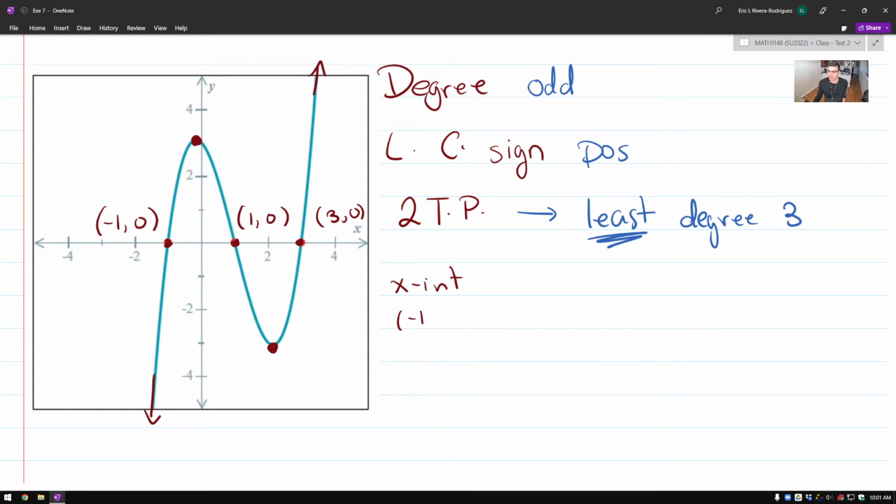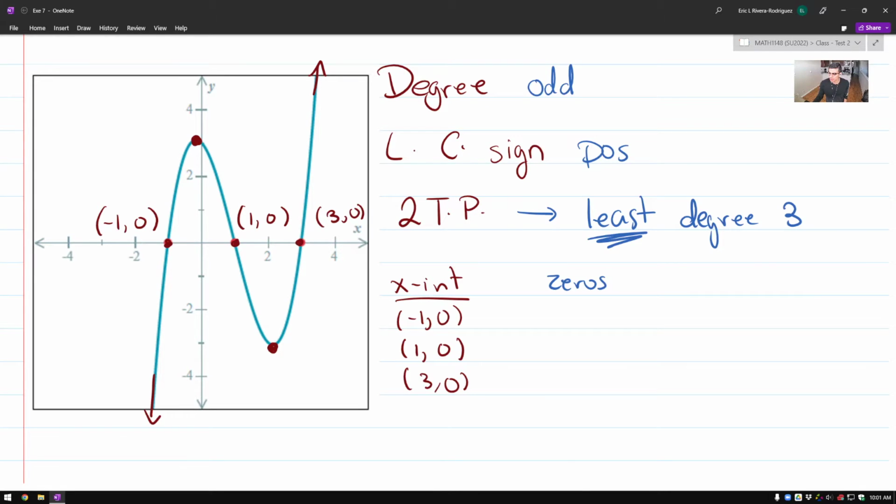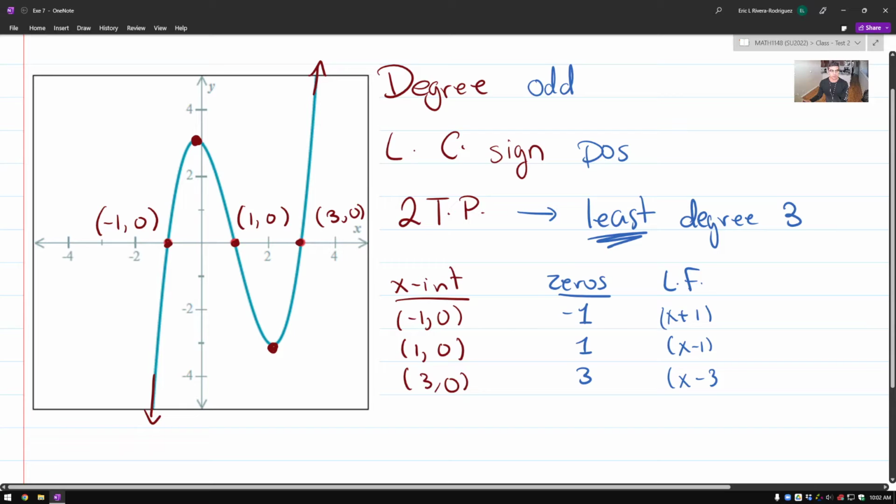We have (-1, 0), we have (1, 0), and we have (3, 0). From the x-intercepts, we can take the zeros. So the zeros are -1, +1, and 3. And from the zeros, we can get the linear factors. So here are x plus 1, x minus 1, and x minus 3. Okay?